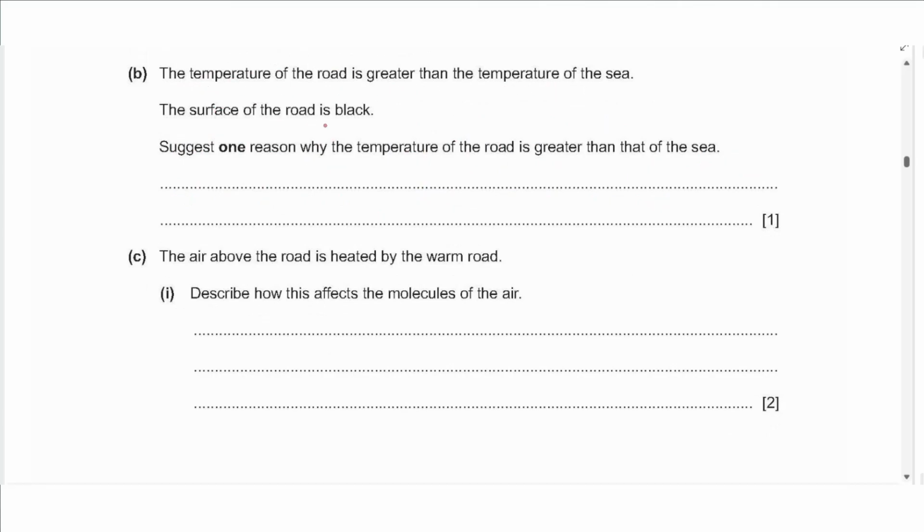The surface of the road is black. Suggest one reason why the temperature of the road is greater than that of the sea. Because it is a better absorber of infrared radiation or heat radiation.